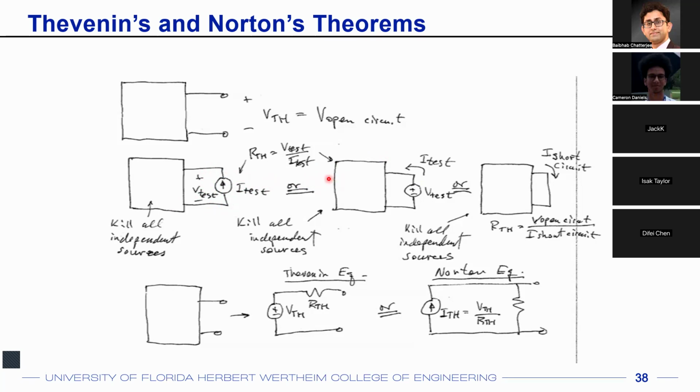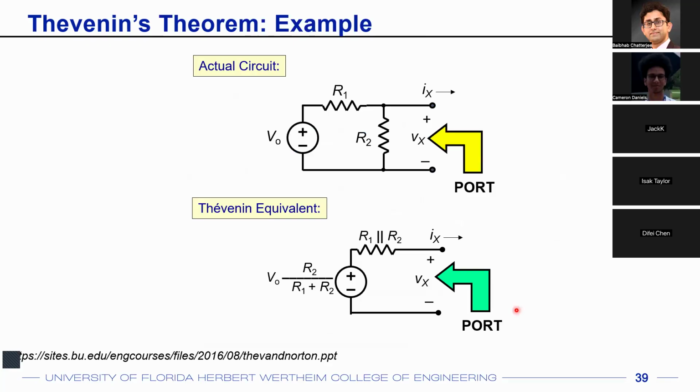Okay. All right. So this black box can now be represented as a Thevenin equivalent circuit with a Thevenin equivalent voltage and a Thevenin equivalent resistance connected in series. The Norton equivalent will be the Norton equivalent current and a resistance connected in parallel, which will be the Norton equivalent resistance. We'll look at an example to understand this better.